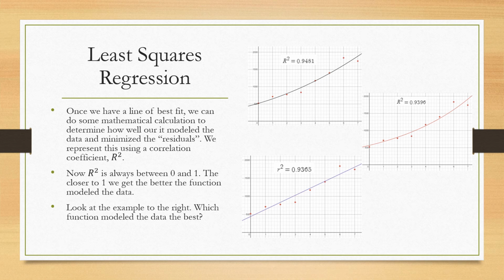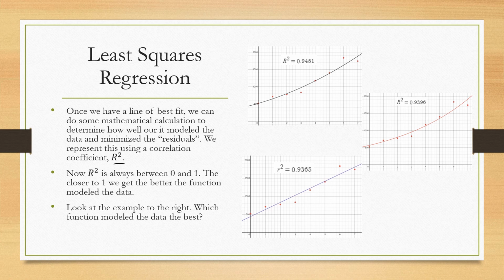So once we have our line of best fit, we can do some calculations and determine how well our data was modeled. We represent this using a correlation coefficient r squared. Now r squared is always between 0 and 1, and the closer we get to 1, the better the function models the data. So if you look to the right at these 3 examples, each of these is modeling the same data set, but you'll notice that the residuals or the correlation coefficient is different.